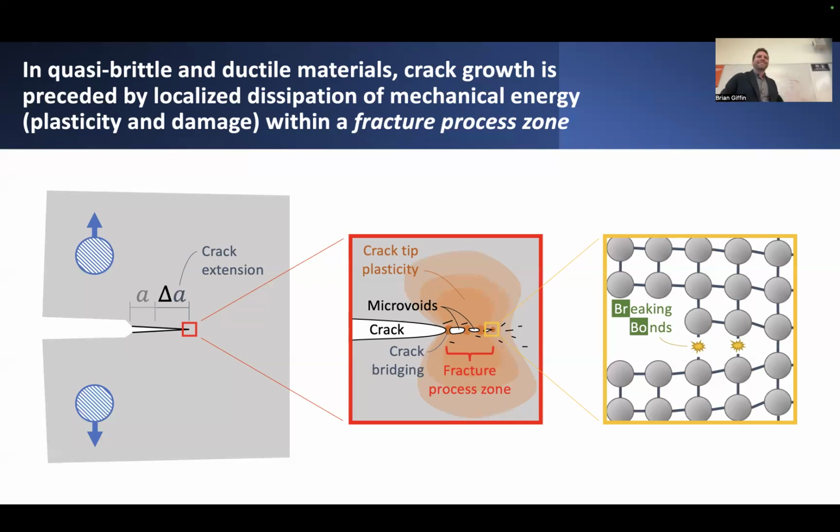Small micro cracks can form within this kind of advanced location in front of the crack tip. And those small micro cracks can grow into micro voids. And those can grow until eventually you have further extension of the actual crack itself. So the important thing to note here is that really, fracture doesn't just happen in this instantaneous fashion. It happens through a process of different steps.